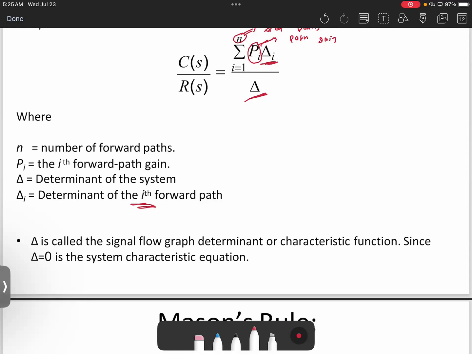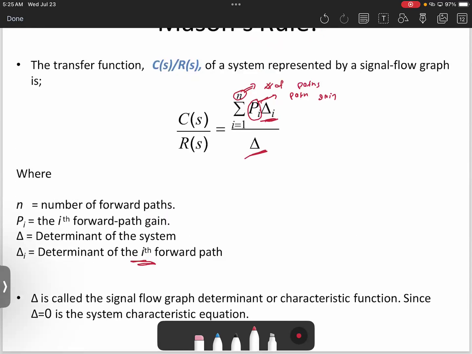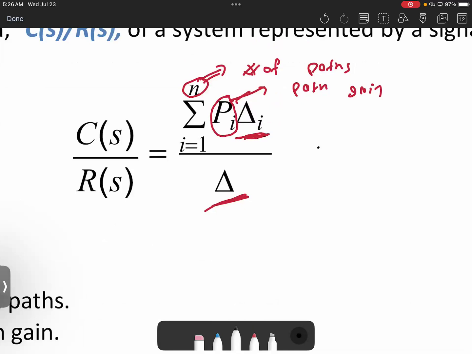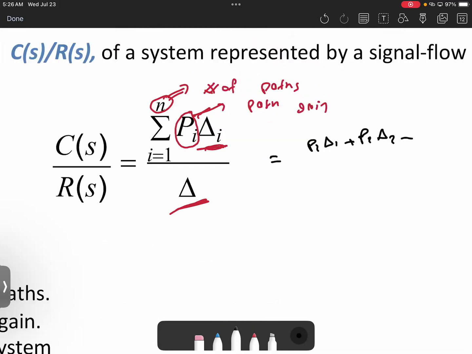In the last example, there were 3 paths, so i goes from 1 to 3. Yes, the determinant of the ith forward path, with i equal to 1, 2, 3. So if, for example, we have 3 paths, it will be P1 delta 1 plus P2 delta 2 plus P3 delta 3, divided by delta. How about P1, P2, P3? All of them are path gains. How about the deltas? It's kind of different.